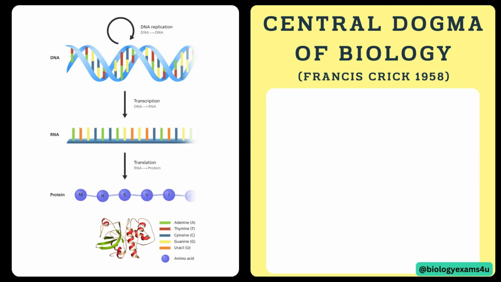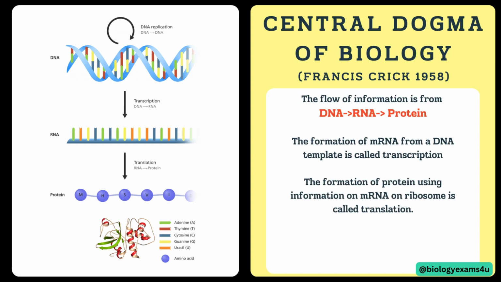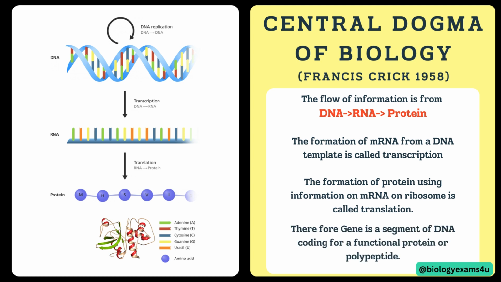He proposed that DNA can replicate. It's a self-replicating genetic material. Then upon transcription, it forms RNA. And upon translation, the codes on DNA decide the codes on RNA, and that ultimately decides the amino acid sequence within a polypeptide or a protein. So from this, we can define a gene as a segment of DNA that codes for a functional protein or a polypeptide.